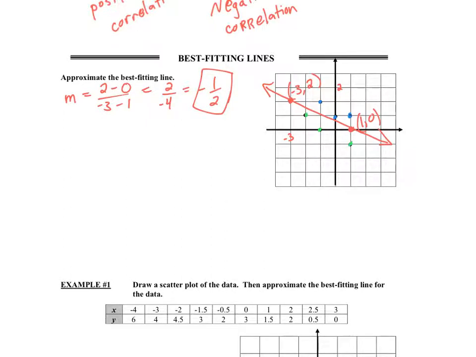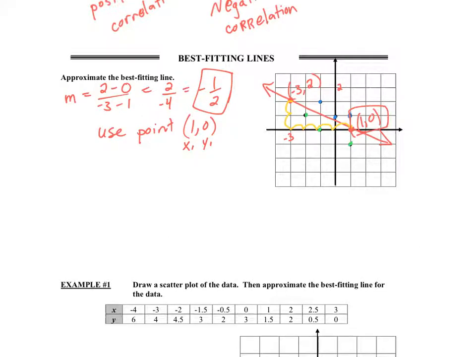Another way to get the slope would be if you start at one point. From here we go down 2, to the right 1, 2, 3, 4. So -2 over +4 would be -1/2. So there's more than one way to get your slope when you have your 2 points. So we have m, and I'm going to use one of the points I have. I'm going to pick the point 1, 0. So now we have m, we have x1, we have y1.